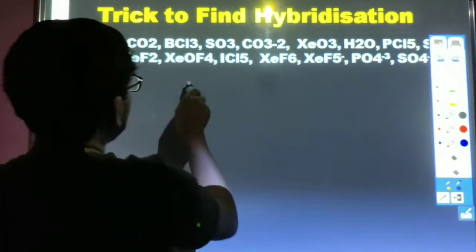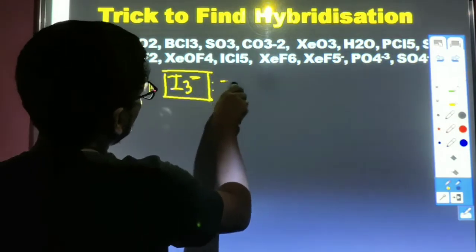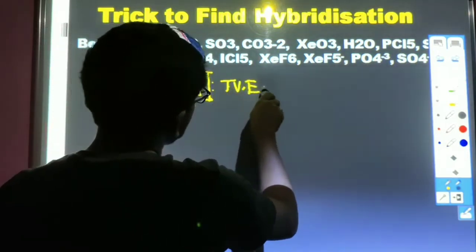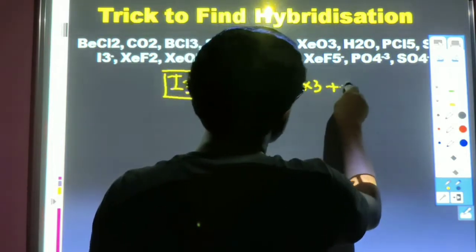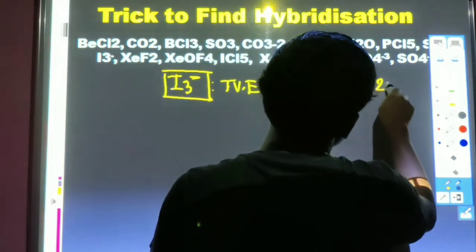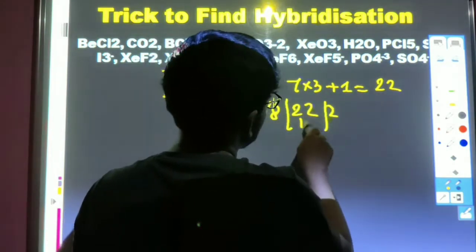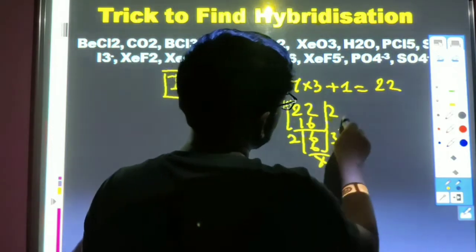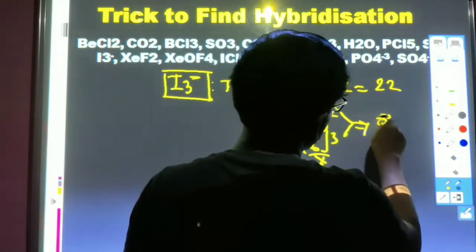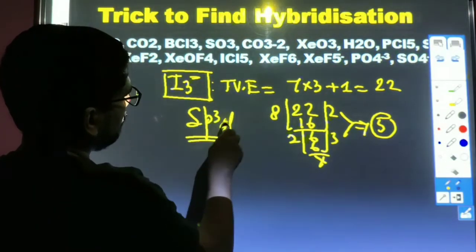Next is I3 minus. So for I3 minus, you just calculate the total valence electron. 7 multiplied by 3 plus 1, that will give you 22. Just divide it by 8. 8 2s are 16, 6 left. So steric number is 5. So hybridization will be sp3d.